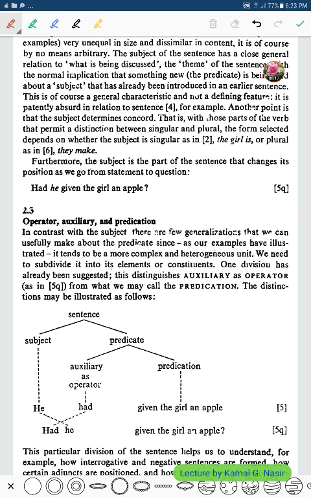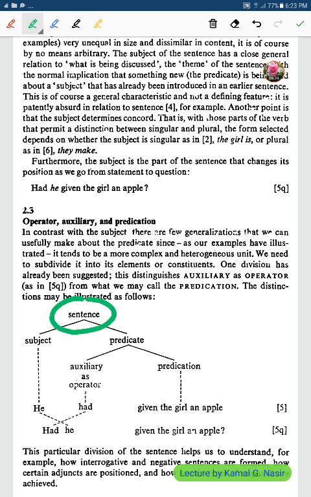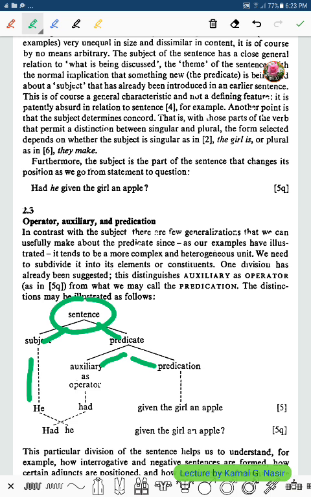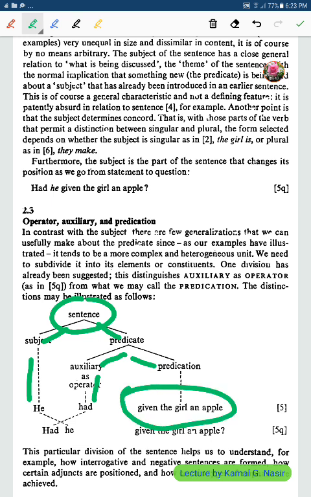this is what? This is the sentence, and a sentence is classified into subject and predicate. And the subject is he, and the predicate is made of auxiliary and predication. The auxiliary is the operator, the auxiliary here is had, and the predication is given the girl an apple. You see? So there is a predicate. This is a very important point, that there is a predicate and there is a predication.